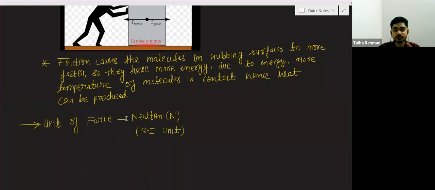Now this is all about the force. After that I want to discuss that there are forces in nature. For example, this is a bottle and this is me. There is a force of attraction between this bottle and me. There is a force of attraction between me and the screen of this laptop.